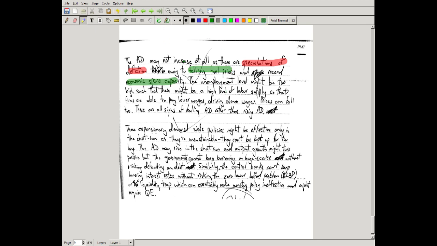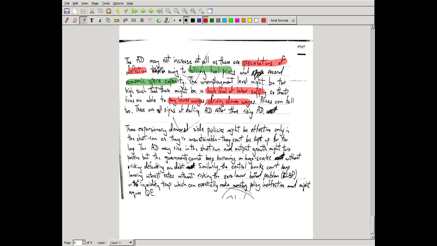Core economic spare capacity. The unemployment might be too high, such that there might be a high level of supply. Okay, so this is my own point. This is not mentioned in the extract. If you take a look at it, it is not mentioned that there is a high level of labor supply, so that firms are able to pay lower wages, driving down wages. Prices can fall too. These are the signs of falling aggregate demand rather than rising aggregate demand.